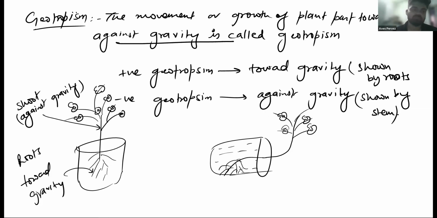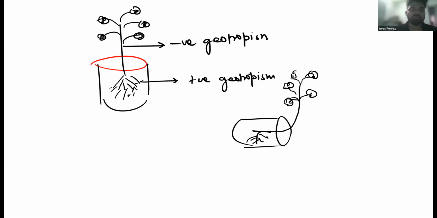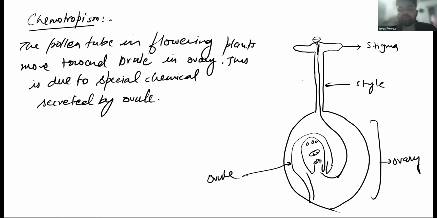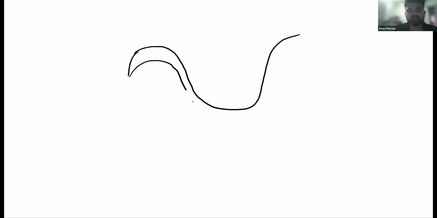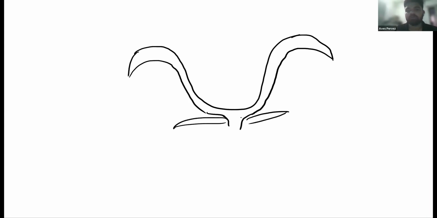Yes, sir. Done. Now moving to the next type of tropic movement, which is chemotropism. Chemotropism is the movement of the pollen tube. We have a flower like this, and these are the petals, and we have the pistil in between. The pistil is the female reproductive organ of the plant.